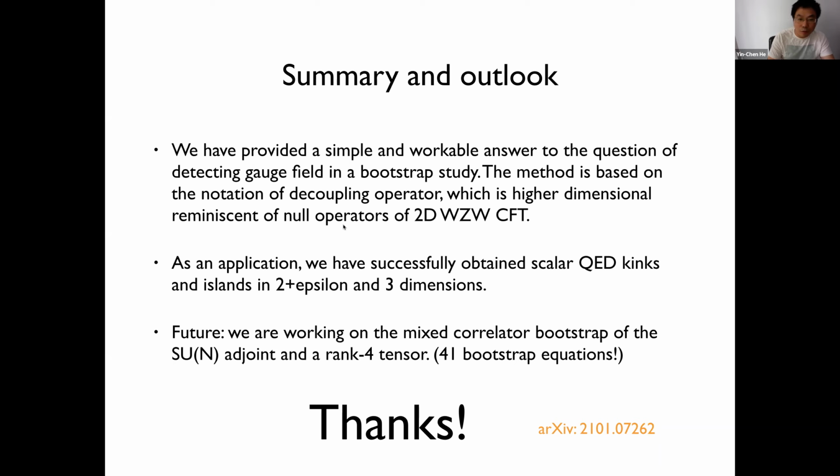And as an application, we have obtained scalar QED kinks and islands in both 2+epsilon and 3 dimensions. The results are not perfect. We haven't really solved the scalar QED for smaller NF in 3D, but I think it will be promising if we do mixed correlators, like mixing SUN adjoint with a rank 4 tensor. It's a bit terrifying project, the bootstrap equations are already very complicated, but I think we are on the right track to tackle this problem. Okay, thank you.